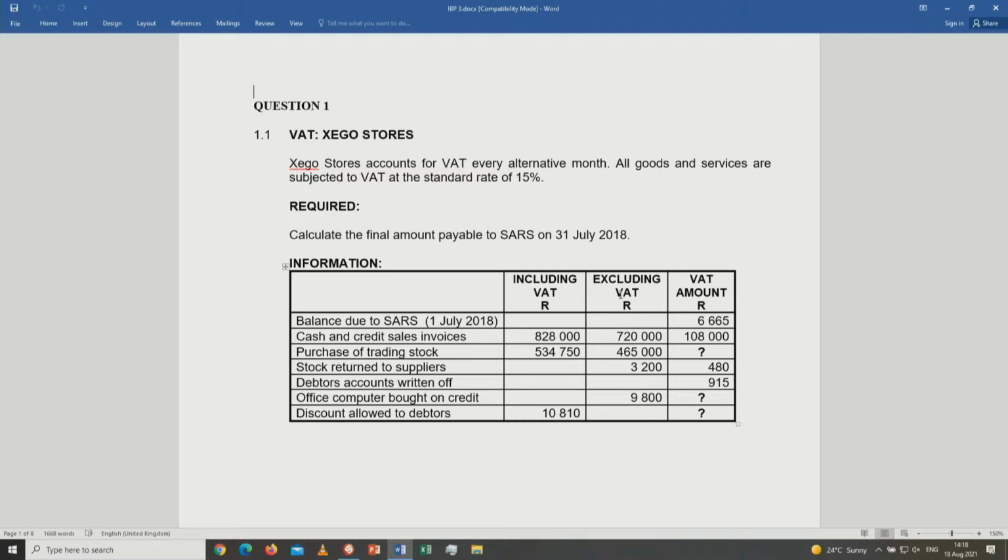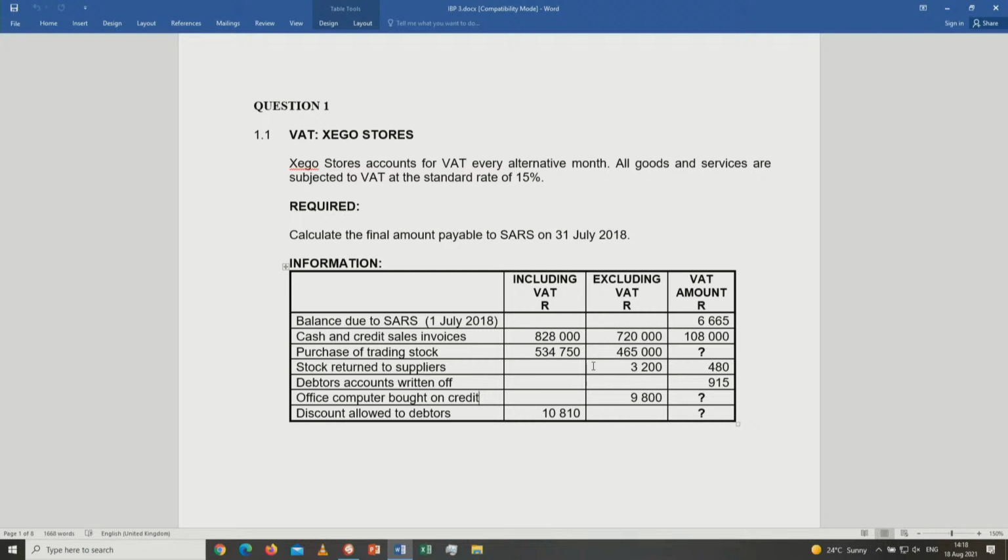Then we go to the next one. The next one is office computer bought on credit. Ladies and gentlemen, irrespective of whether we bought cash or on credit, VAT will always be charged. In this case here, let us analyze that transaction. It says here, office computer bought on credit.